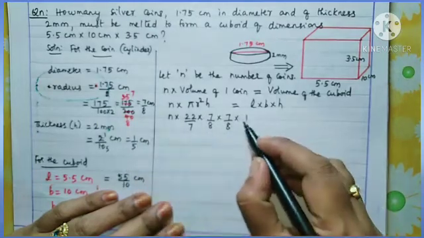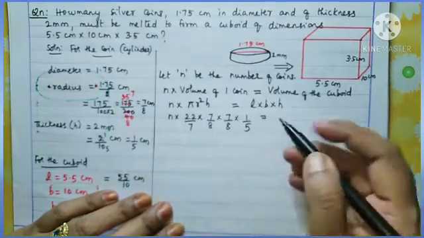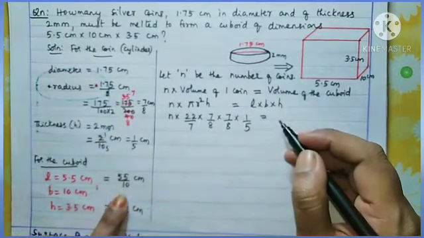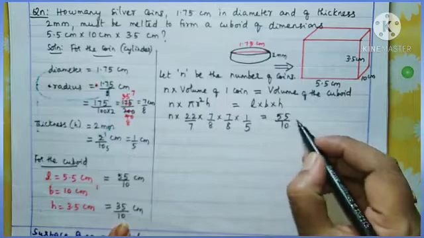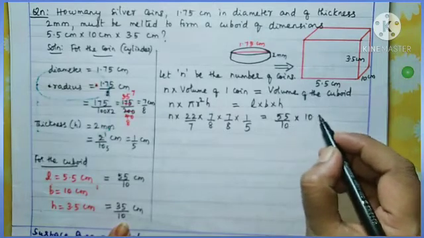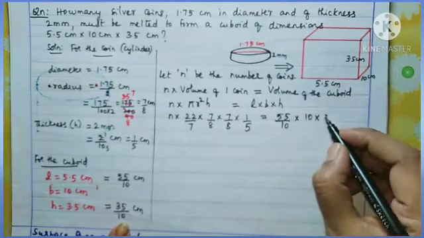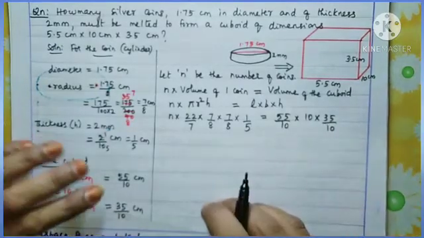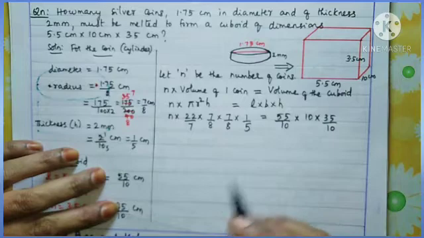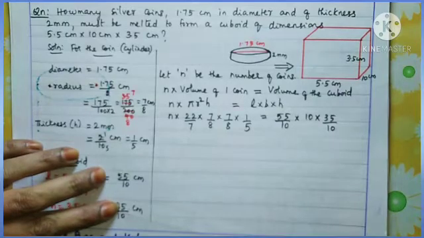We have already reduced that, it is equal to L into B into H. L is 55 by 10 into B is 10 and H is 35 by 10. So what is the next procedure? We need to reduce, simplify.